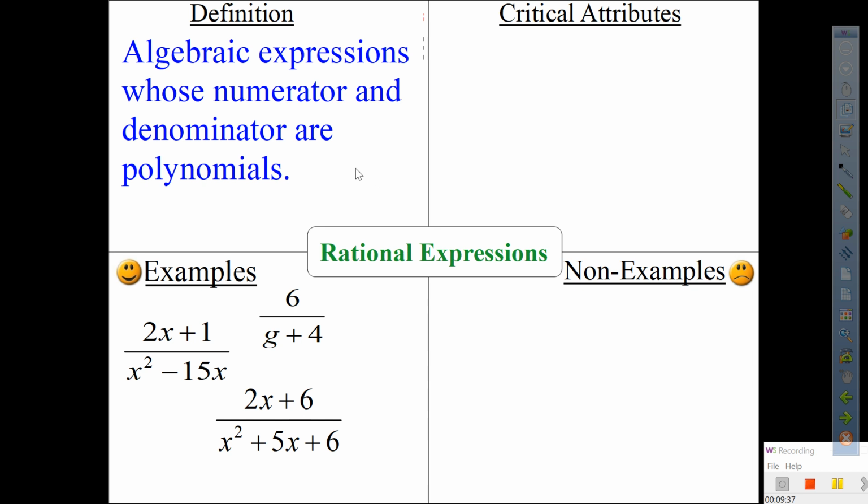Okay. Now, numerator and denominator. Do they have a numerator and denominator? Yes. Also, do they have polynomials? Yes, polynomials all over the place. So, students, rational expressions.